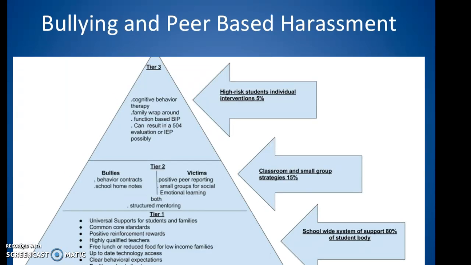Bullying and peer-based harassment. Tier 2 would be behavior contracts for the bully and school-home notes. So maybe sending notes home to make sure that parents understand what's going on with their child. For victims, positive peer reporting, small groups, or social emotional learning. So maybe getting that small group and talking with the bully or talking with the victim and finding out what a solution could be. Tier 3, cognitive behavior therapy, and then family wraparound, function based. It can result in a 504, or even if it's extremely severe, an IEP.